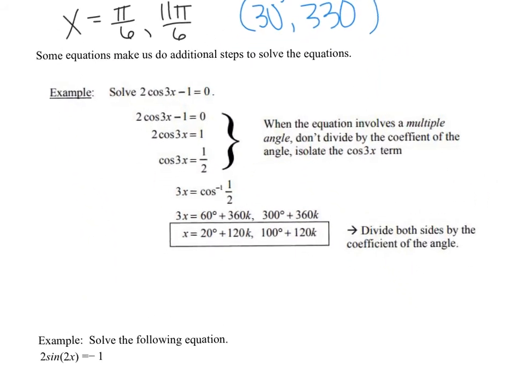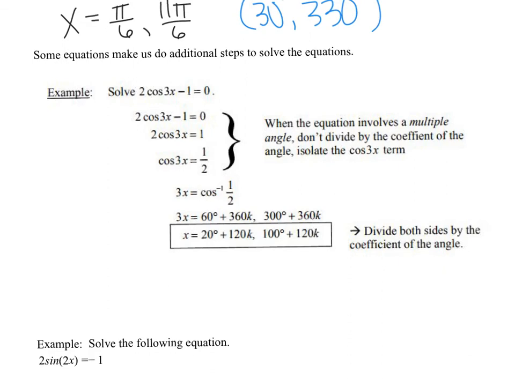So some equations have additional steps. So if I'm solving 2 cosine of 3x minus 1 equals 0, so that involves a multiple angle, we don't actually divide by the coefficient of the angle, we actually isolate the cosine 3x term, just like if it were a regular cosine. So the first step we did was add 1, then we divided by 2, and then we got that 3x equals cosine inverse of 1/2. So the first thing you're going to do is find all of the values on the unit circle where cosine is 1/2. So that's where the 60 plus 360k and the 300 plus 360k come from.